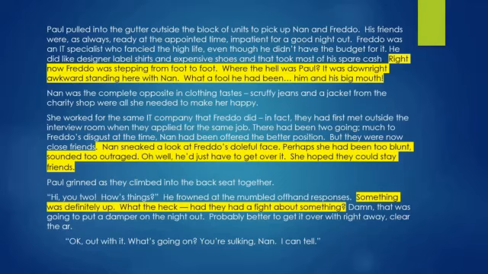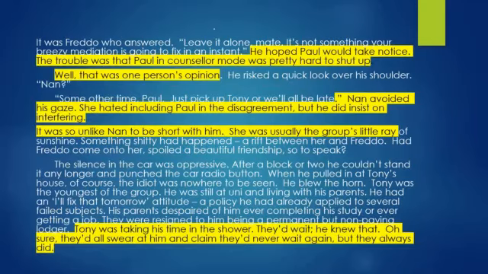Then we get back to some narration, action. Paul grinned as they climbed into the back seat. He says hello to them, right? And we get Paul's POV for the first time now. Something was definitely up. What the heck? Had they had a fight about something? That's a line that you're familiar with. And he says, you're sulking, Nan, I can tell. But it was Fredo who answered. Leave it alone, mate. It's not something your breezy mediation is going to fix in an instant.